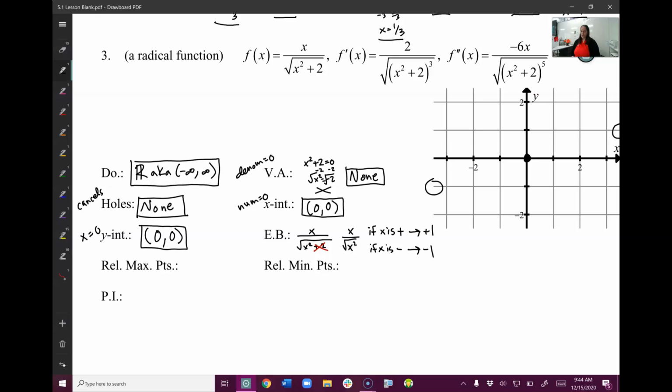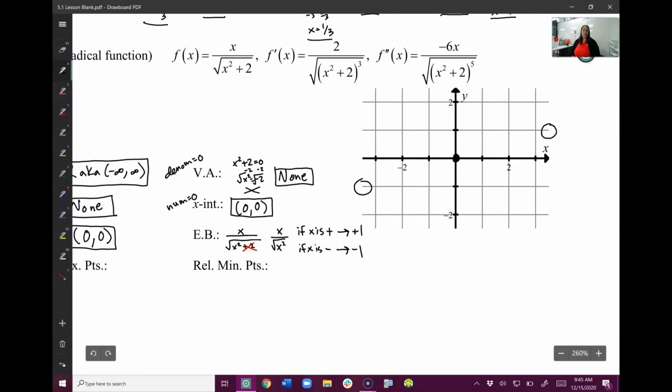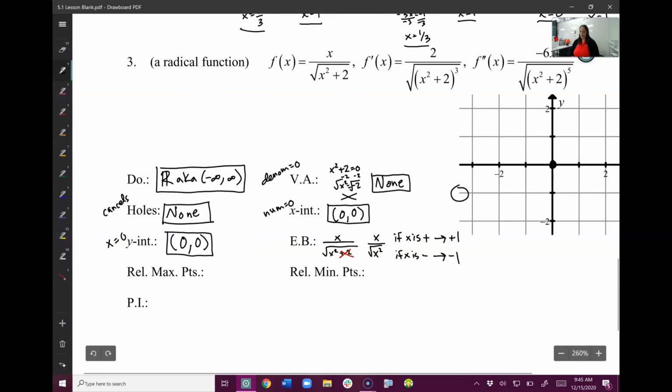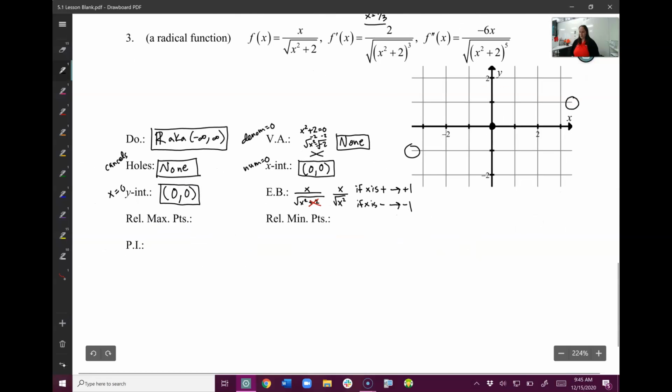Our end behavior is a little interesting. We get x over the square root of x squared. So if x is a positive number, say 10,000, I get 10,000 over the square root of 10,000 squared, so that's going to be a positive 1. However, if x is a negative number, say negative 10,000 over the square root of negative 10,000 squared, that's going to be a negative 1. So it goes in different directions depending on if it's positive or negative. Okay, so that's what we've got so far.